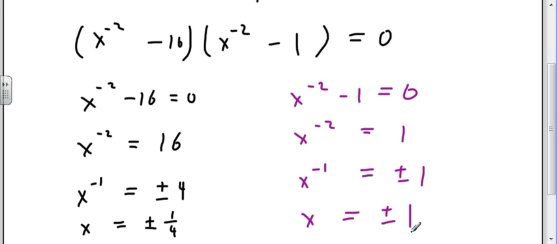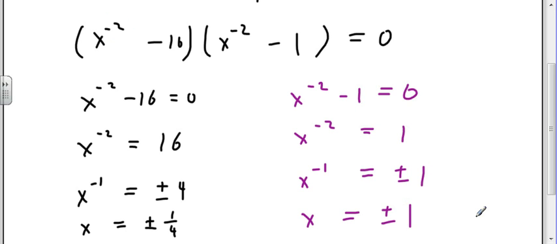And then I say, okay, I'm going to check my 1. I put a 1 in there, and 1 over 1 squared is 1, minus 1 is 0. I put a minus 1 in there, I get the same thing. So plus or minus 1 is going to give me a 0. Minus 1/4 gives me a 4. 4 squared gives me 16. Minus 4 squared gives me 16. I'm going to get a 0. So everything checks.